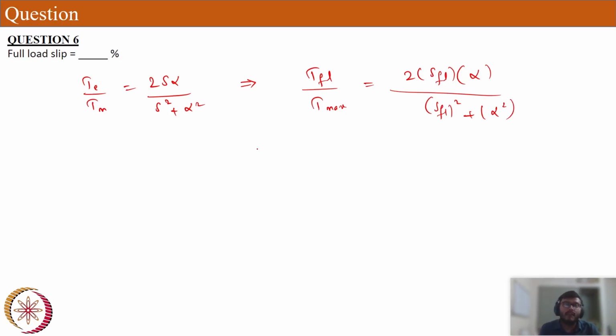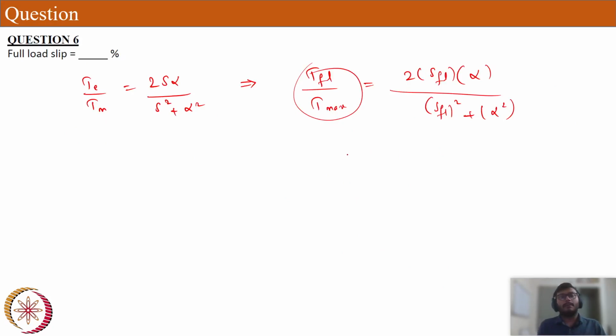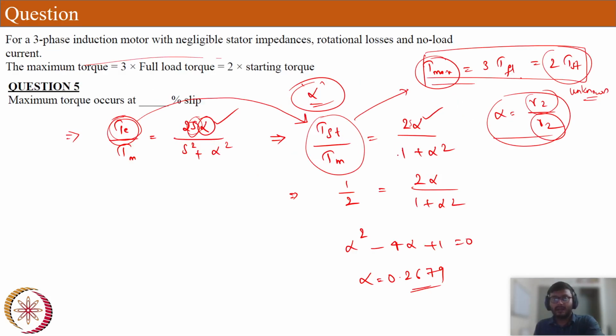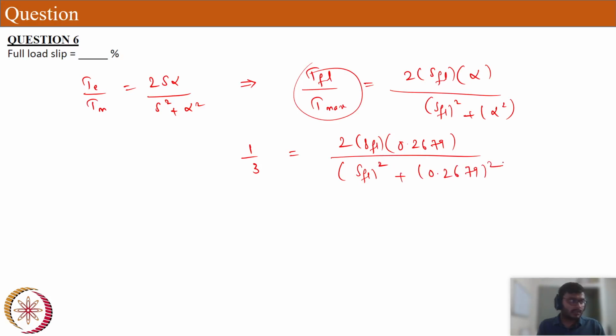We know the value of alpha, and we also know the ratio of full load torque by maximum torque from the relation. Full load torque by maximum torque is 1 by 3. So 1 by 3 is equal to 2 S_FL multiplied by alpha. How much is alpha? 0.2679. Divided by S_FL square plus 0.2679 square.